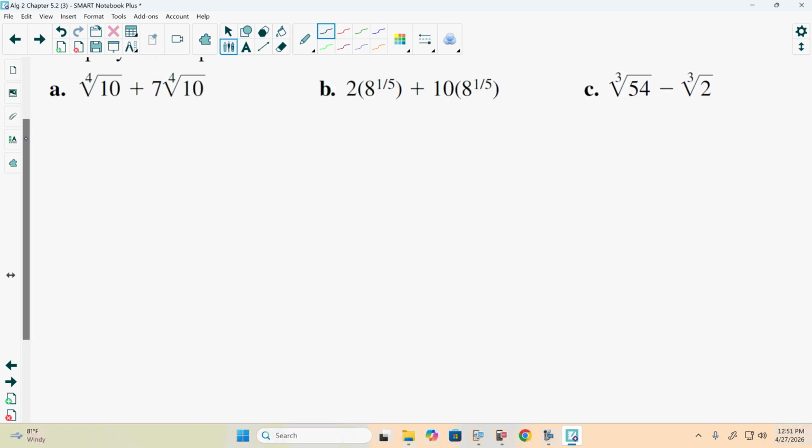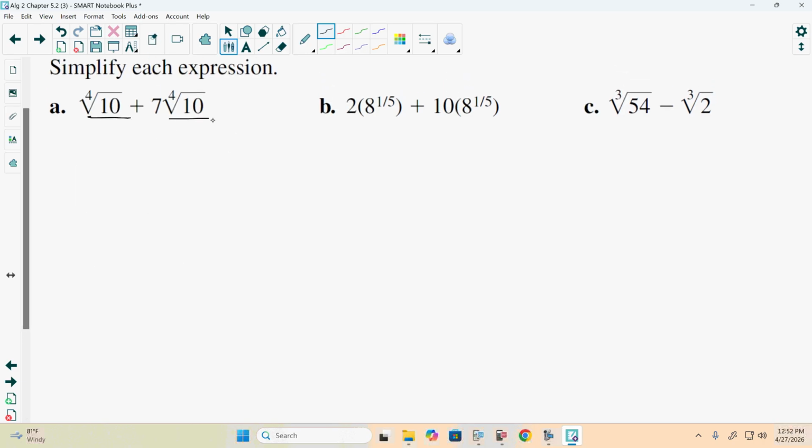Or they both have the fourth root of 10, so that means they're like terms. I have one of them, and I'm adding 7 to it. 1 plus 7 is 8, telling me I have 8 fourth roots of 10.